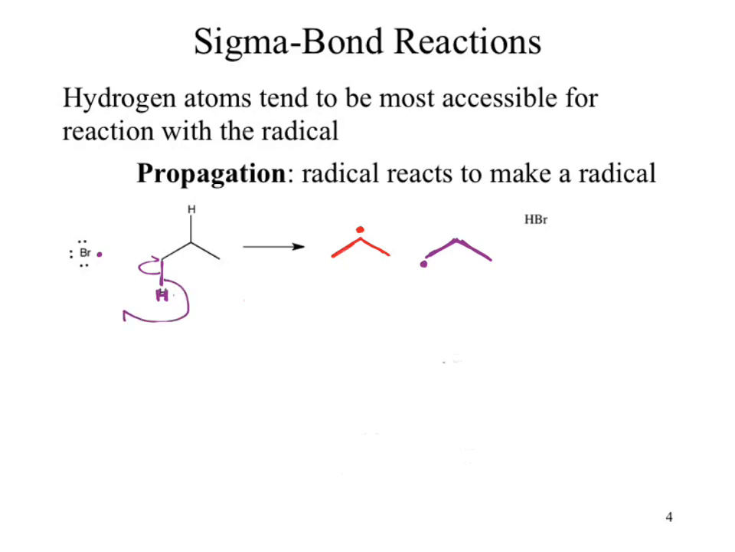So I'm going to take that single electron and go out into this new space. In that new space, the bromine radical is going to meet up with the hydrogen and share its electron. I now have two electrons in between hydrogen and bromine. What do I now have? Now I have a bond between the hydrogen and the bromine.